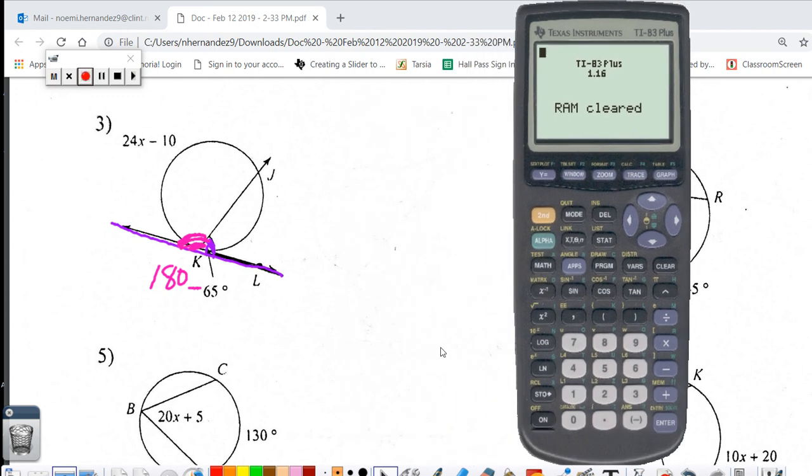So my calculator is here, so I'm going to do 180 degrees minus 65. That gives me a total of 115. So my angle is going to be 115.